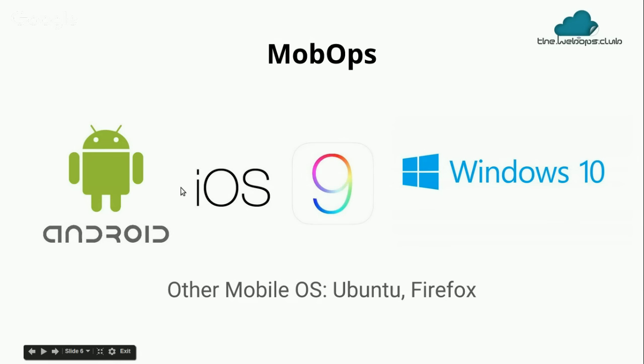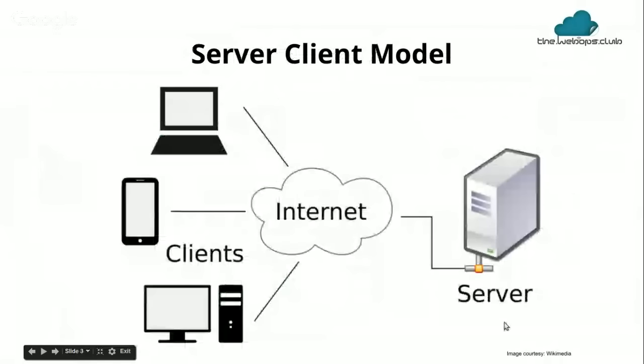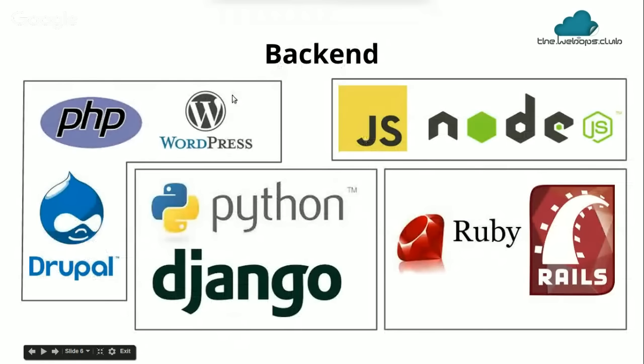As I told you in the client-server model, the backend works in the server. Front-end and MobOps work in the clients. For developing the backend, you need to be good in one of these languages. There are four main languages used particularly. First of all, the oldest one is PHP. Using PHP, there are other frameworks available like WordPress and Drupal.